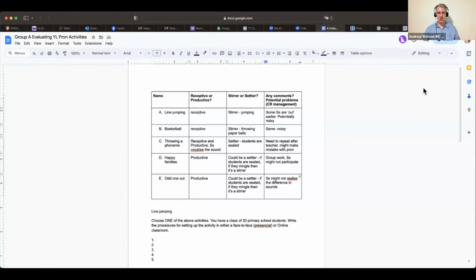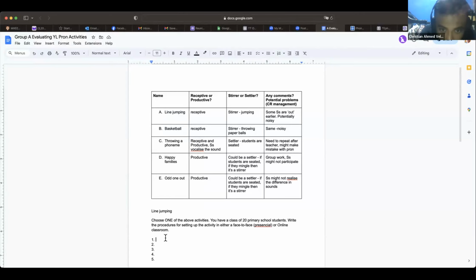Okay, so what instructions, procedures are we going to write for line jumping? The teacher needs to write something on the board first. Yes, the teacher needs to write, on opposite sides, 2 letters. In this case, C and D.